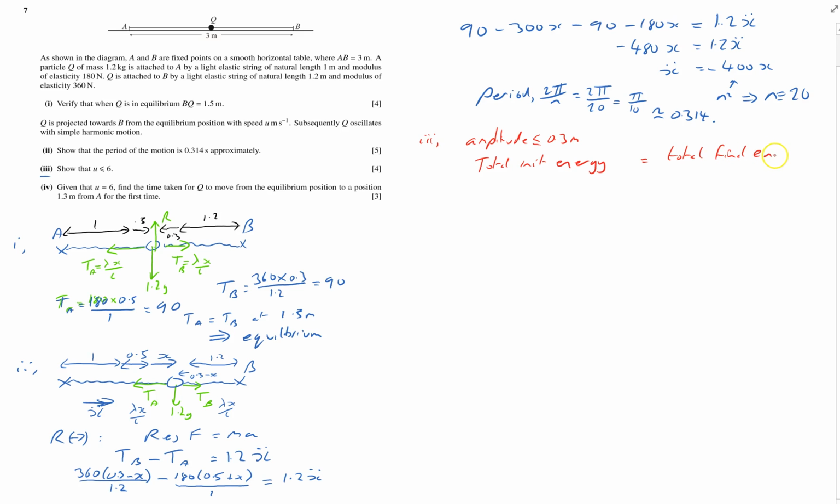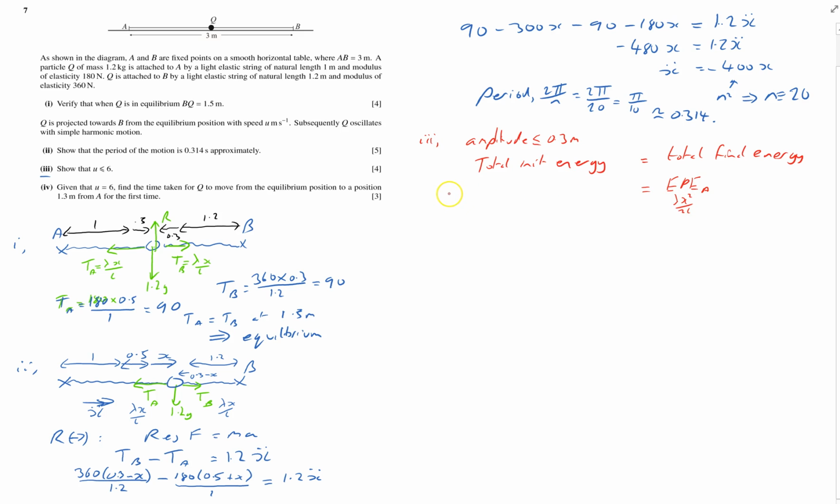And the maximum final energy could be is if it's right across to here and it's not moving. If it's moving at this point here, then it'll go beyond the 1.2, and it won't be simple harmonic motion. And the right hand string won't be stretched. The only thing we'll get is the elastic potential energy on the left hand side. So this bit will have to equal the elastic potential energy of A, and that's lambda x squared over 2L.